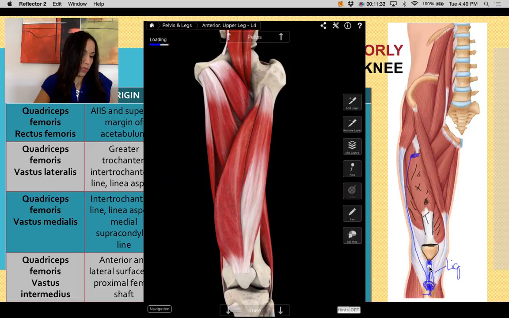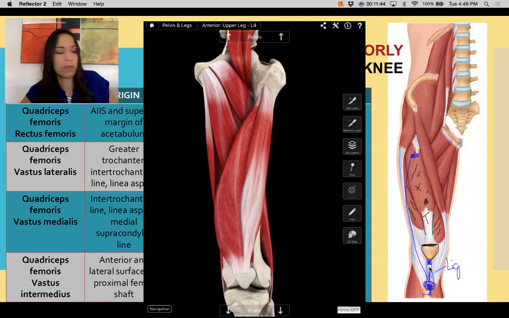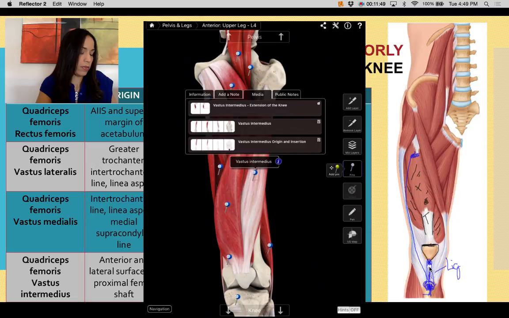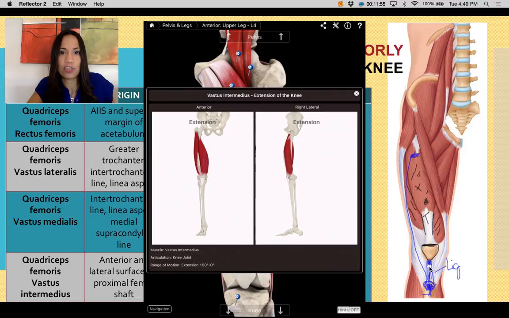I'm going to add again the layer so you can see the origin of the vastus intermedius. Okay, all of them innervated by the femoral nerve, and remember, this is the action. Extension at the knee. Only. That's the only action they have, except rectus femoris, which can also flex the thigh at the hip.